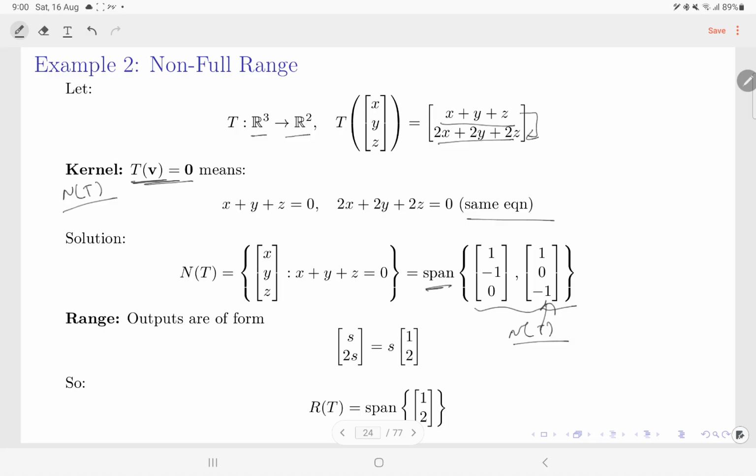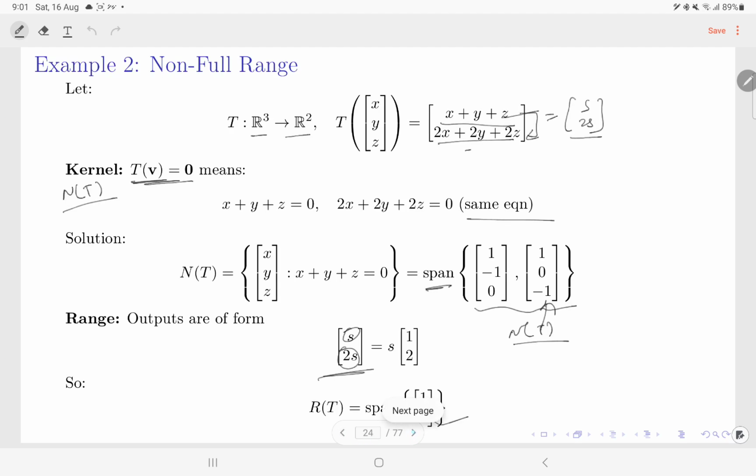If you don't understand, just apply the definition of nullity and range of T. If you think this is very slow, then you can speed up the video and watch it. For range of T, the first element is S and then the second will be 2S. This is nothing but (S, 2S), and this will span the range of T.